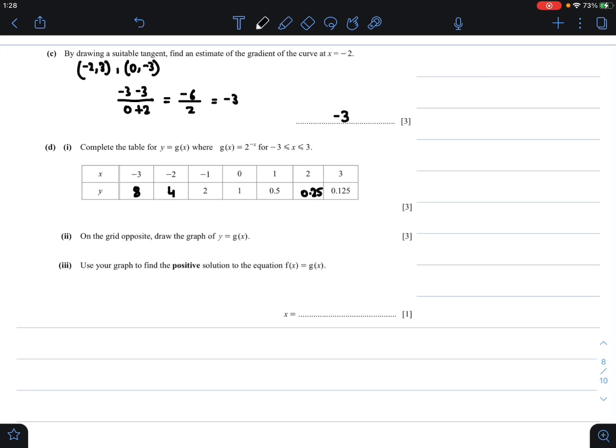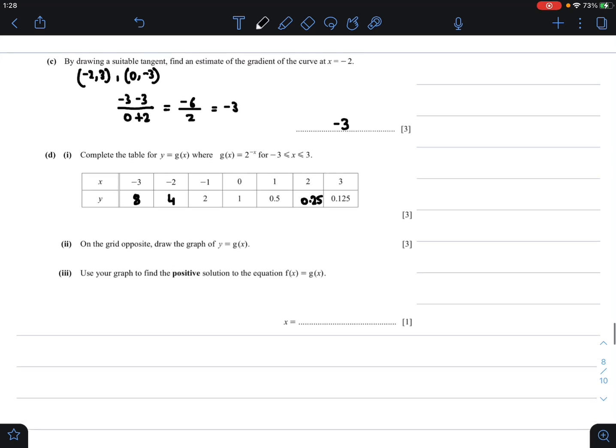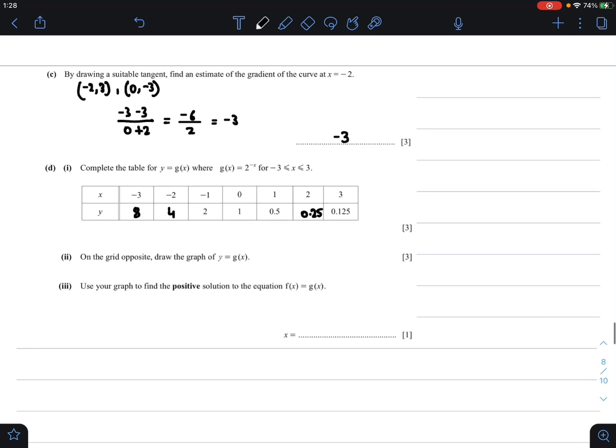Now let's move to part D2. For part D2, they are asking us on the grid opposite to draw the graph of y equals g(x). So now we have the coordinates, we have everything that we need essentially. So let's plot the points first and then we'll join the dots.